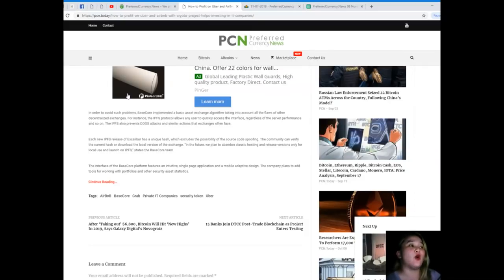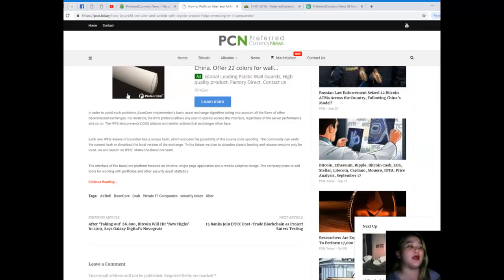The IPFS also prevents DDoS attacks and similar actions that exchanges often face. So each new IPFS release of Excalibur has a unique hash, which excludes the possibility of the source code spoofing. The community can verify the current hash or download the local version of the exchange. In the future, we plan to abandon classic hosting and release versions only for local use and launch an IPFS, states the Basecore team.